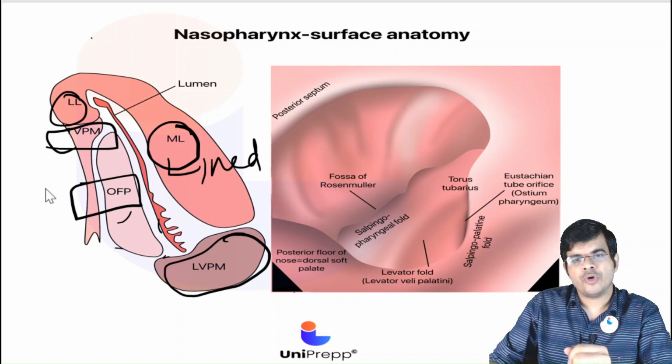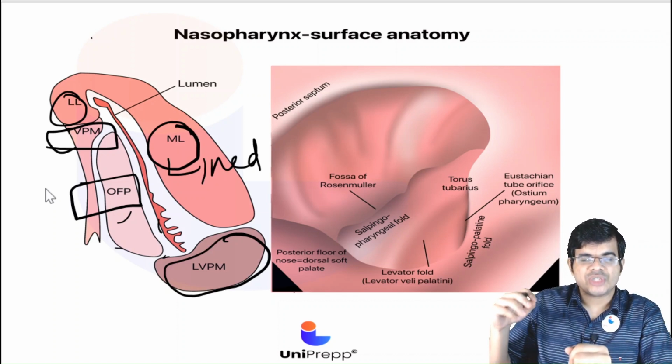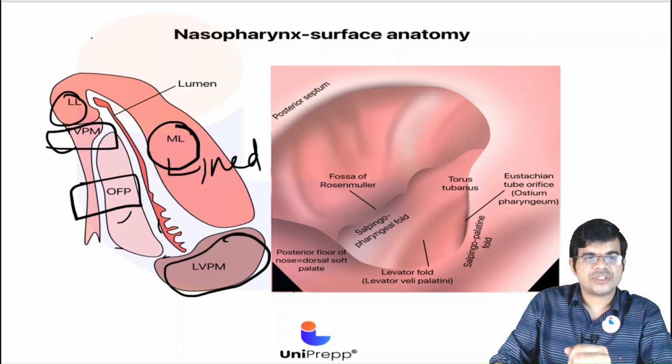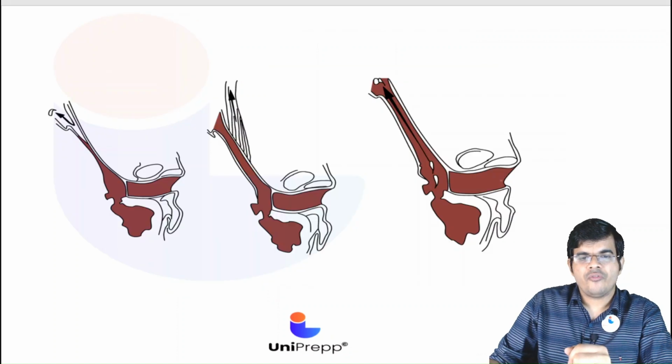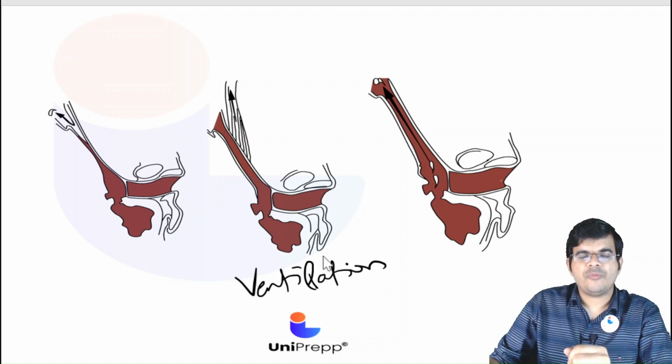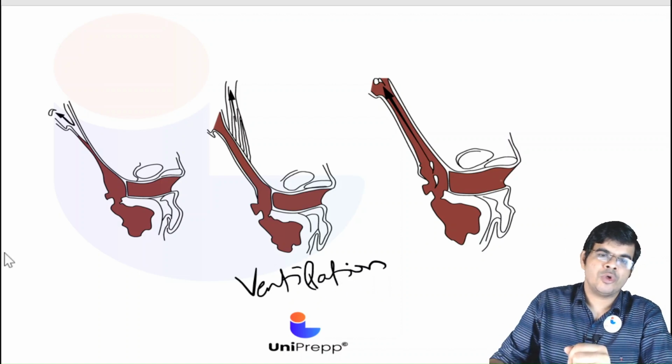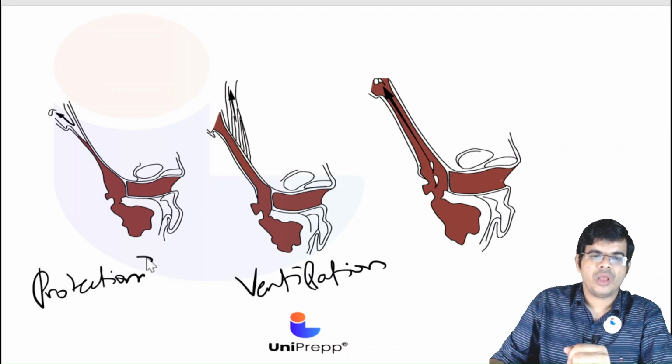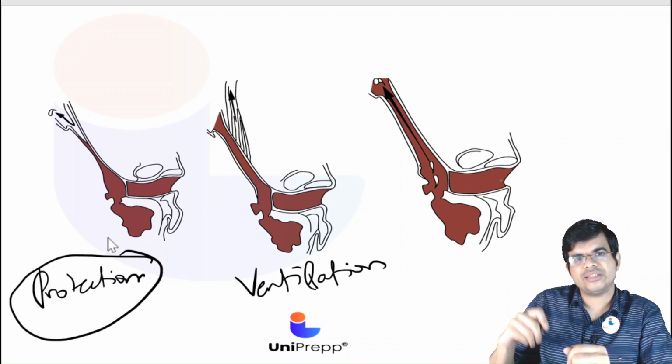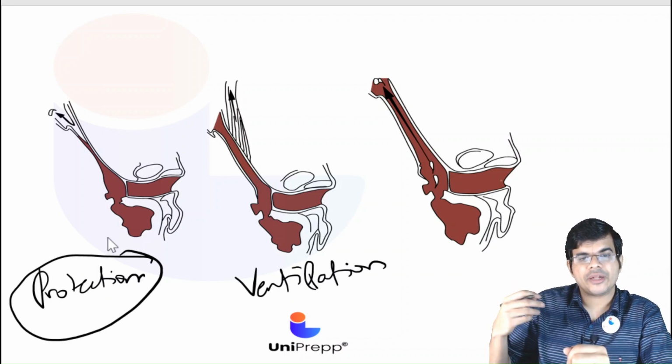Fossa of Rosenmuller, and so this eustachian tube is connecting the nasopharynx with the middle ear, and its main function, as I already told you, is ventilation. As you can see here, ventilation is the main function, but apart from ventilation there are certain functions such as protection. How does it protect? It protects the middle ear from the nasopharyngeal secretions regurgitating into it. How? By keeping it closed.